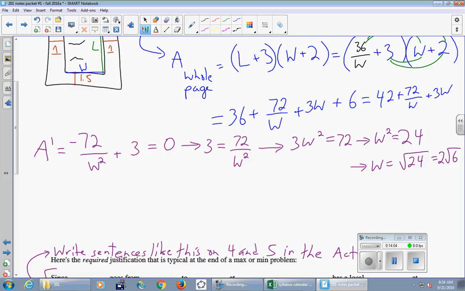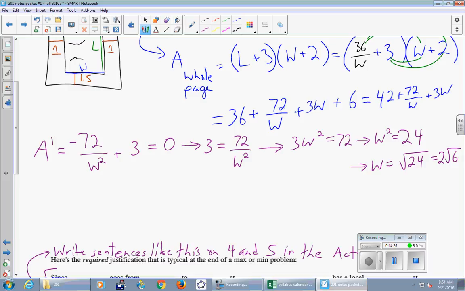Another technicality, W squared equals 24 has another solution. What is it? It's the negative of this thing. But having W equal negative the square root of 24 also doesn't make sense because the width has to be some positive number, okay? So we consider it, and then we ignore it. Okay, 2 radical 6, that's the width.